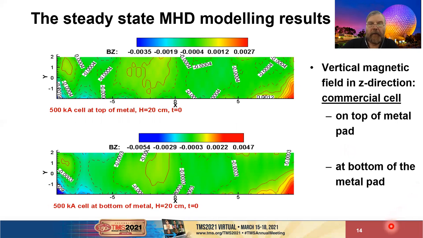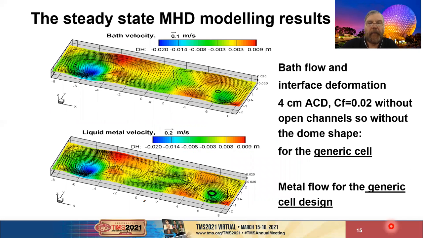And now we present results that are not in the paper. They are the bath-metal deformation and flow. Here, the bath flow, and here, the metal flow. For the situation where you don't have open channels, so you don't have the dome-shaped bath-metal interface, you can see here you have a very small deformation, mostly controlled by the flow. So you have the dip here of the interface at the middle of the recirculation. And here you can appreciate also the difference between the bath flow and the metal flow.